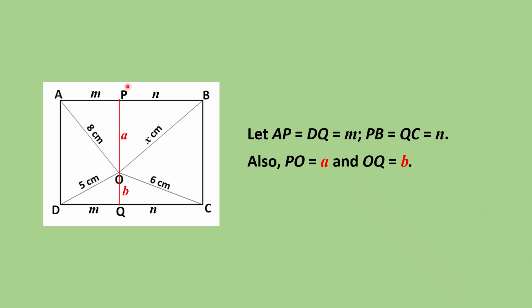The point P divides the side AB into two line segments M and N, and the point Q divides the line DC into two line segments M and N. You can see in the diagram. So PO is A, OQ is B, AP equal to DQ equal to M units, and PB equal to QC equal to N units in length.